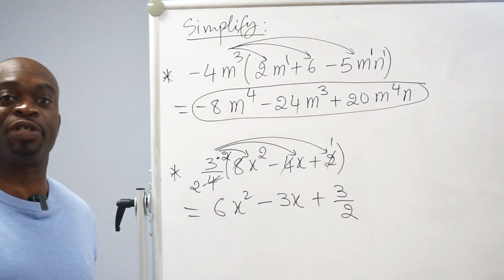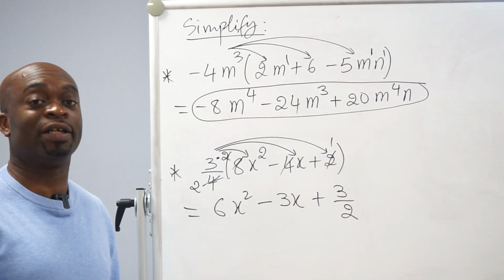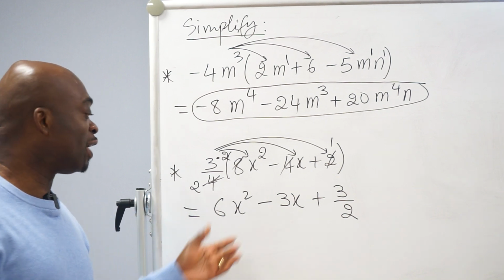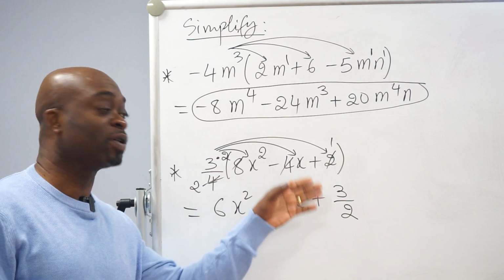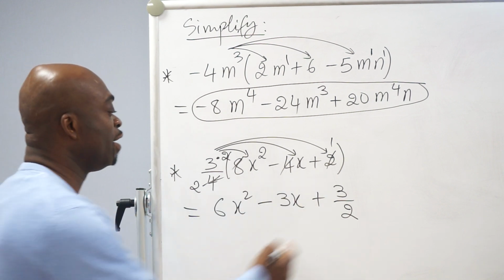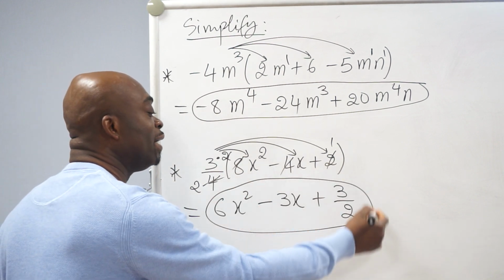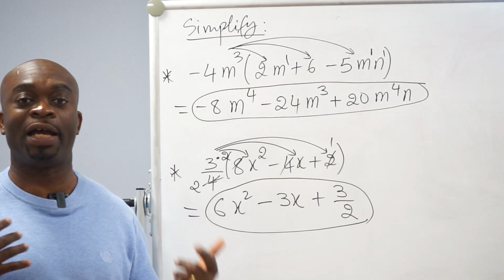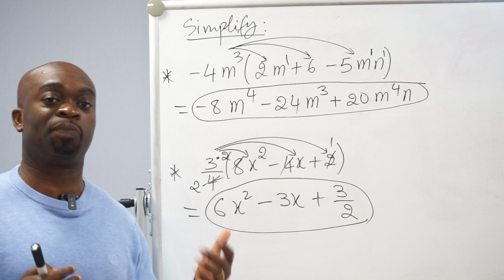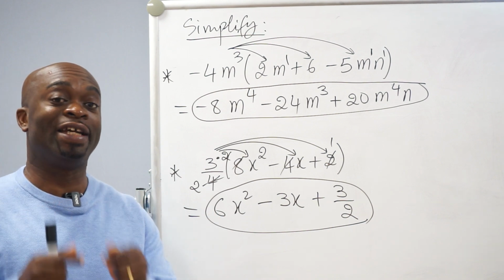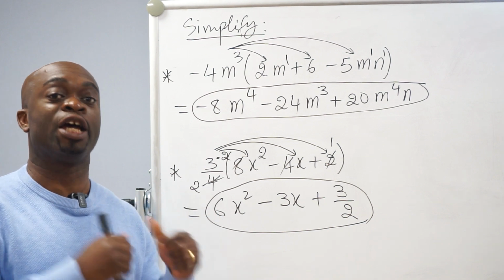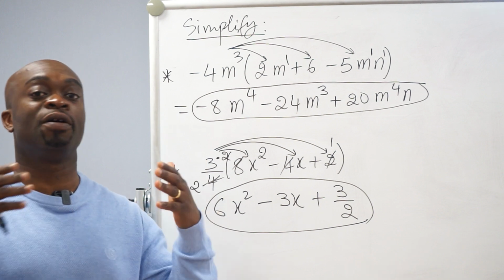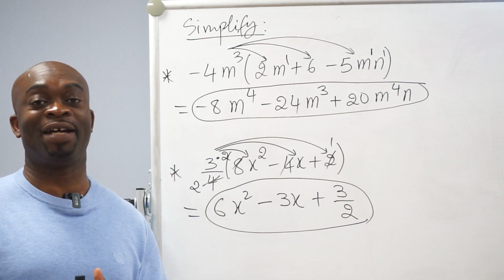Can you combine like terms here? Can you add or subtract? That's what we're trying to say when we say combine. Can you add and subtract? No. So this is 6x squared minus 3x plus 3 over 2, and you are finished. Okay? So these are the foundation of algebra. When you combine the like terms, multiplying, dividing, all of those things, you get these things down pat, you are good now to move forward to the more involved algebra problems. Okay? All right.